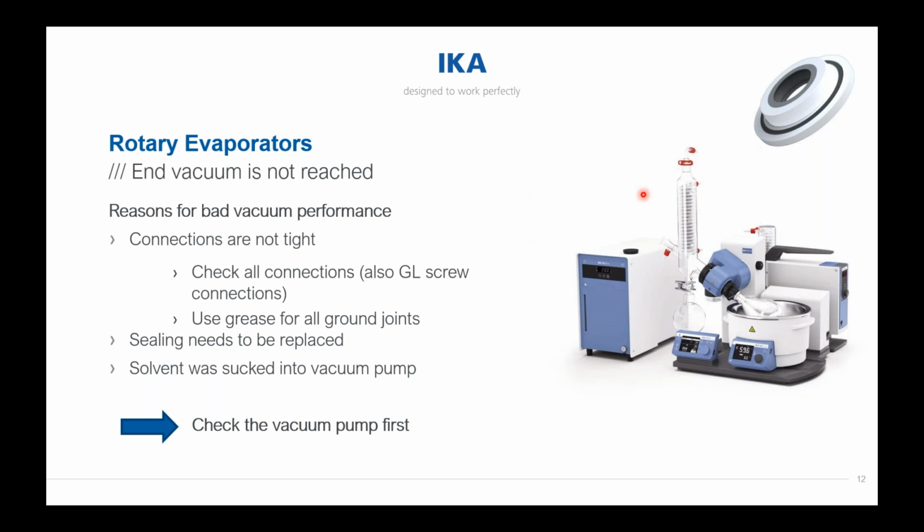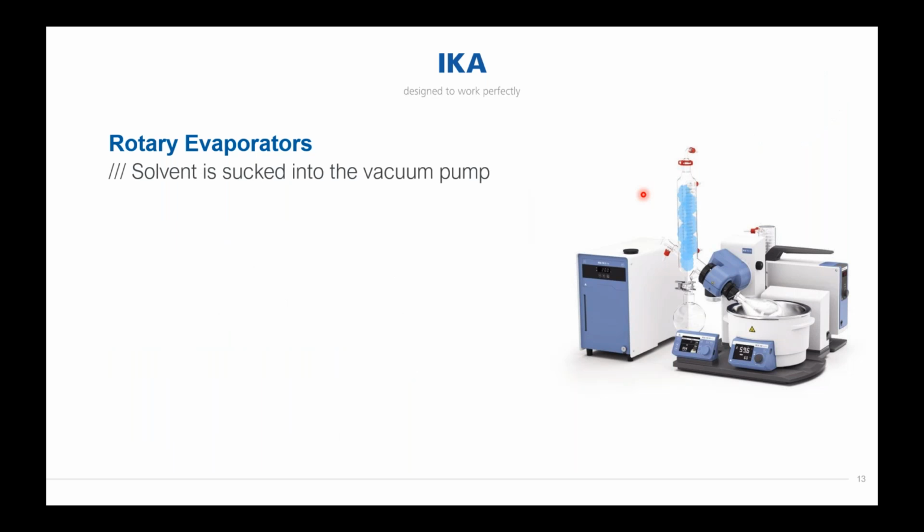But maybe it could be that just the solvent is sucked into the vacuum pump, and that's why the membrane is blocked. The membrane in the pump is blocked with solvent, and that's the reason why you don't reach the good vacuum. So that's also the next point. What do you do if solvent is sucked into the vacuum pump, and how can you be sure that you will not even get solvent sucked into the pump? So how will this happen?